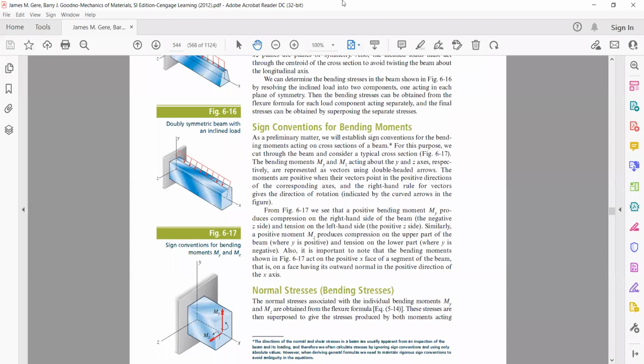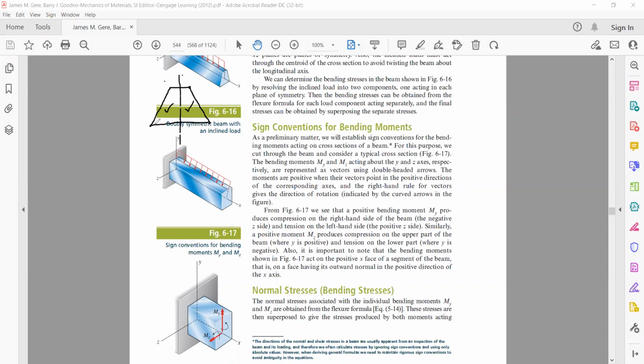What do you mean by doubly symmetric beams? Okay, if you look at the beam in figure 6.16, essentially you have a beam section in the form of a trapezium. The cross section of the beam happens to be a trapezium. Now, if you take this axis, it is the axis which divides your beam into two symmetrical portions, mirror images of one another. So this is the only axis of symmetry over here.